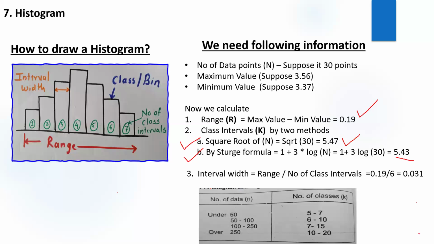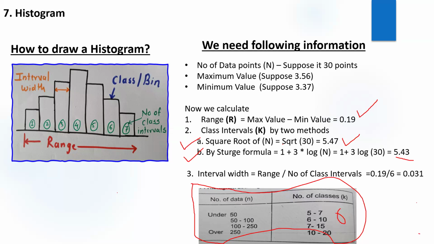Otherwise, you can refer to this diagram. This is a very simple diagram. Do not calculate anything. If your number of data points is under 50, decide a class interval between 5 to 7; you can say 6, I will take an average of 6. When the data points are 50 to 100, 6 to 10, you can select 8. When data points are 100 to 250, 7 to 15, you can select 12 like that. So either you can use this ready-made guideline or you can calculate using the formula. Any method you can use, correct? Got it?